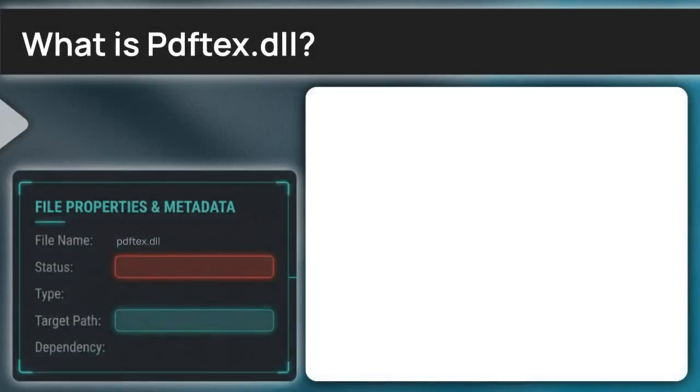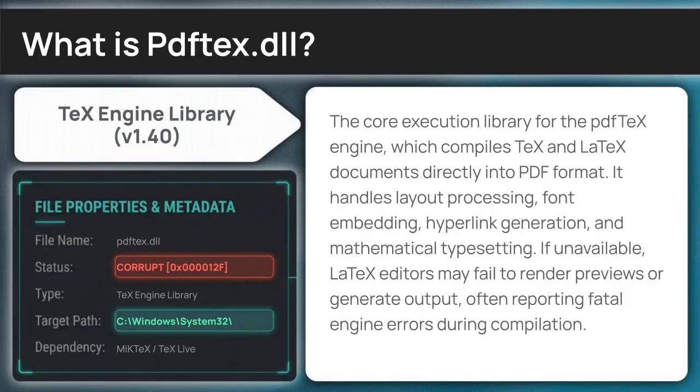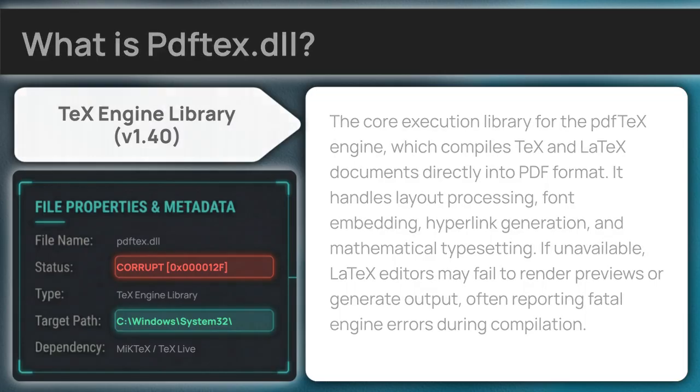This is the Pdftex Library, the core execution library for the Pdftex engine, which compiles TeX and LaTeX documents directly into PDF format. It handles layout processing, font embedding, hyperlink generation, and mathematical typesetting. If unavailable, LaTeX editors may fail to render previews or generate output, often reporting fatal engine errors during compilation. Now that you're up to speed on the file's role, let's begin the repair process.